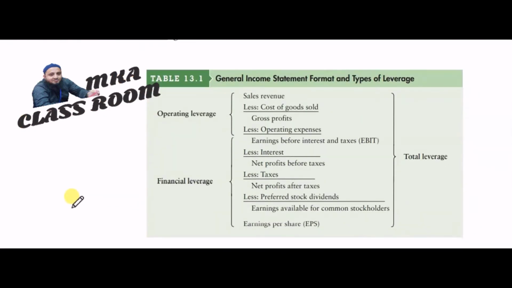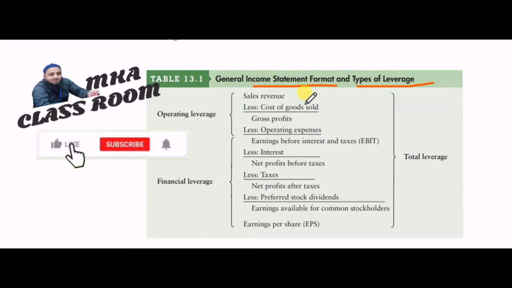Now we are going to see the income statement format and types of leverage. Here we have sales revenue minus cost of goods sold. We get gross profit, less operating expenses. We find earnings before interest and taxes, EBIT, less interest. Then we get net profit before taxes, less taxes, net profit after tax, less preferred stock dividends. Then earnings available for common stockholders. Then earnings per share, that means earnings available to common stockholders divided by the total number of shares.